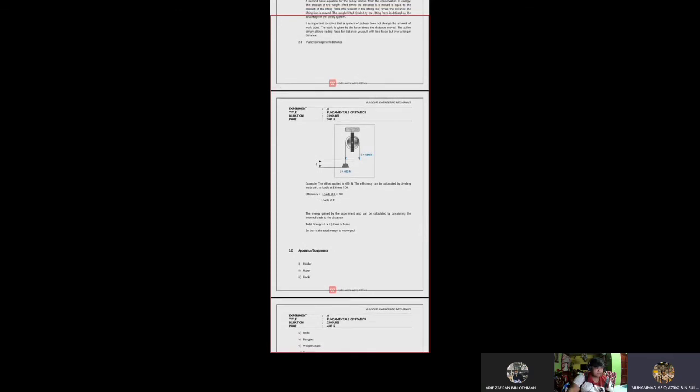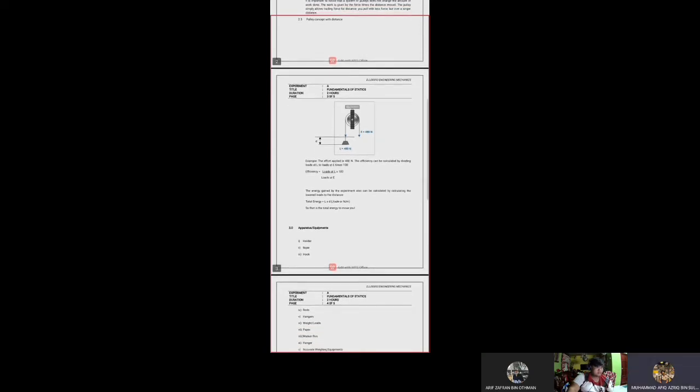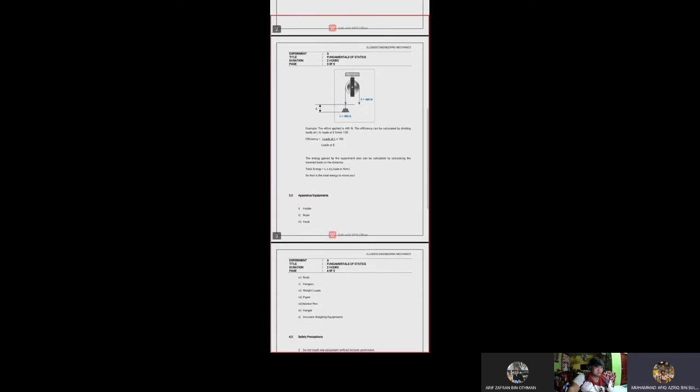Point 3, pulley concept with distance. Example that applies is in Newton. The efficiency can be calculated by dividing load at L to load at T times 100. So, kita convert. Equipment: holder, rope, hook, weight slash load, marker pen, accurate weight equipment.